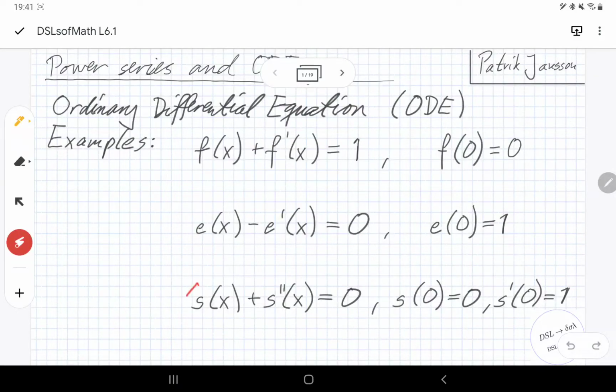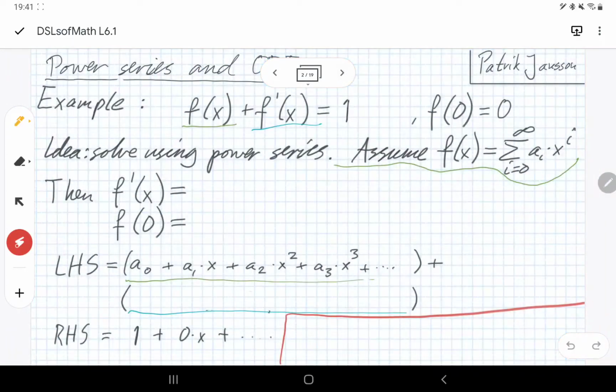In this example, we have some function s plus its second derivative should be 0. And when it's second order, we need two initial conditions. So here we specify both the value of s at 0 and the first derivative at 0. Now the right-hand side here, 1, 0, 0, does not have to be as simple as just a constant. It could be any function of x. As long as we know that function, then we can try to solve the differential equations. Okay, so that's the form of it, so to say, the syntax of it.